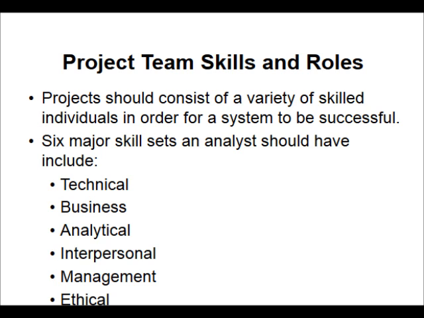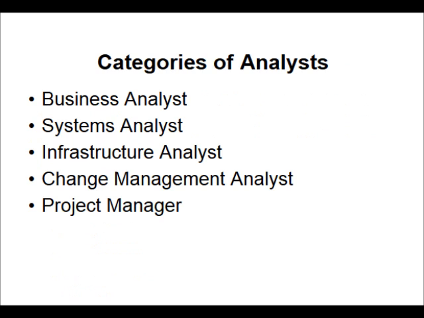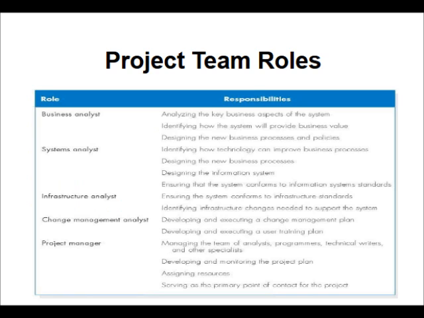Then there are project team skills and roles. A project should consist of a variety of skilled individuals in order for the system to be successful. Six major skills an analyst should have include technical, business, analytical, interpersonal, management, and ethical. Categories of analyst can be business analyst, systems analyst, infrastructure analyst, change management analyst, and finally the project manager.